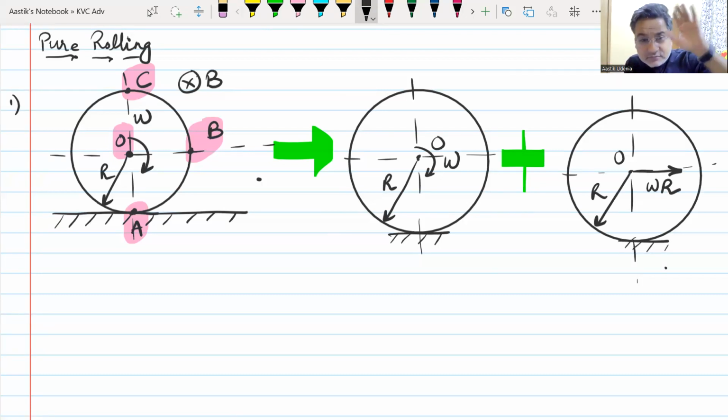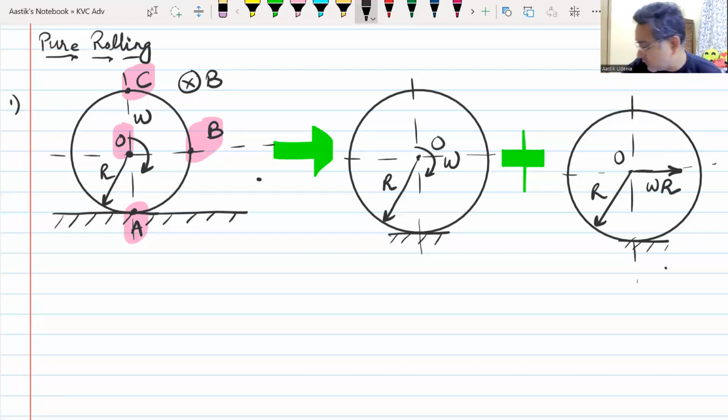Do we remember this about pure rotation, pure rolling? Do we remember this? Are we there in the class? Are we there in the class? Anyone? I think I've lost contact. Let me know once you are there, beta.